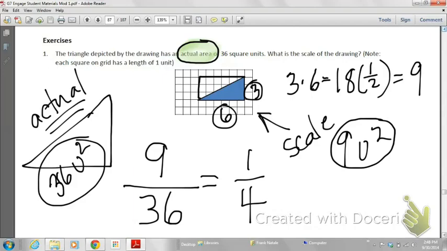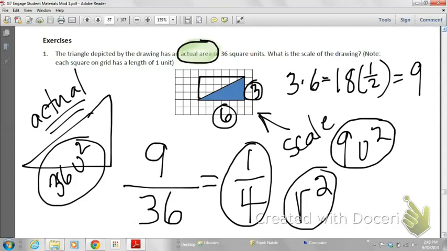Now, based on what we learned beforehand, the area ratio is r squared, the scale factor squared. So we need to know what r squared equals 1/4. What number or what fraction here will give us 1/4? And again, it's something that we need to know and be ready to calculate on a whim.